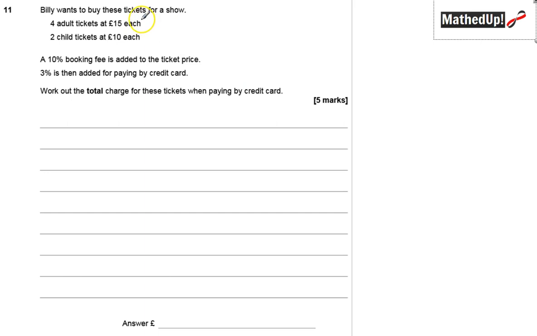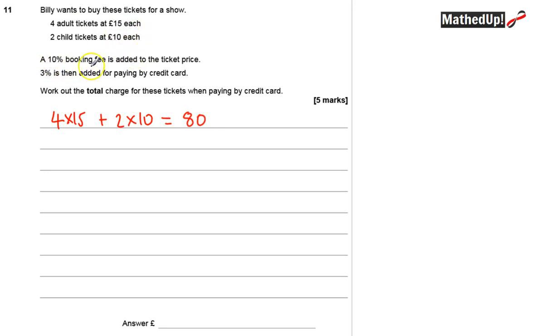So if we first of all decide what the basic cost of these would be before we add the 10% and the 3% on. So that's going to be 4 times 15 for the adults plus 2 times 10 for the children. So 4 times 15 is 60 plus 20, which gives us 80. So we know that it's going to be £80 initially.